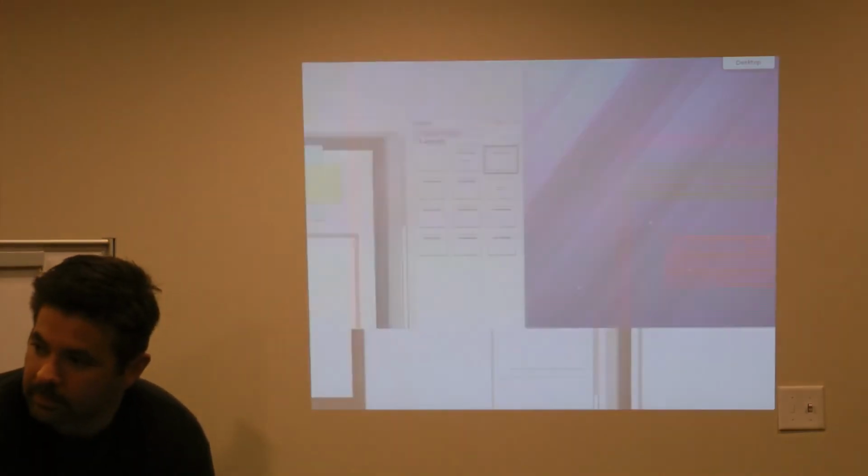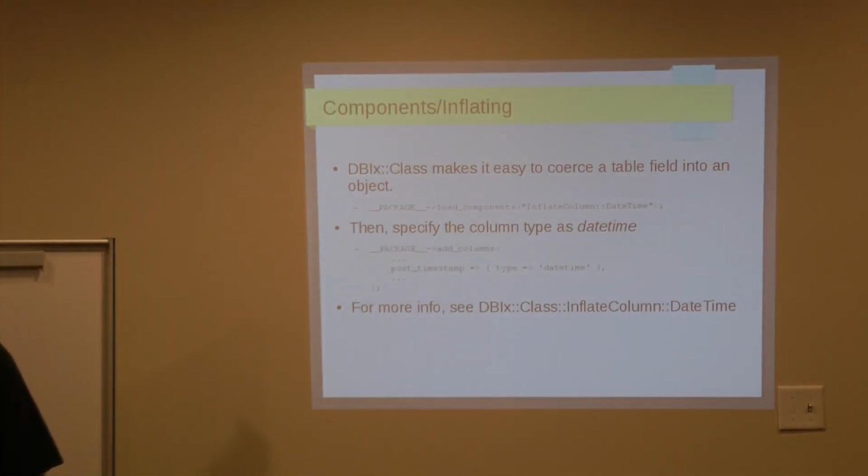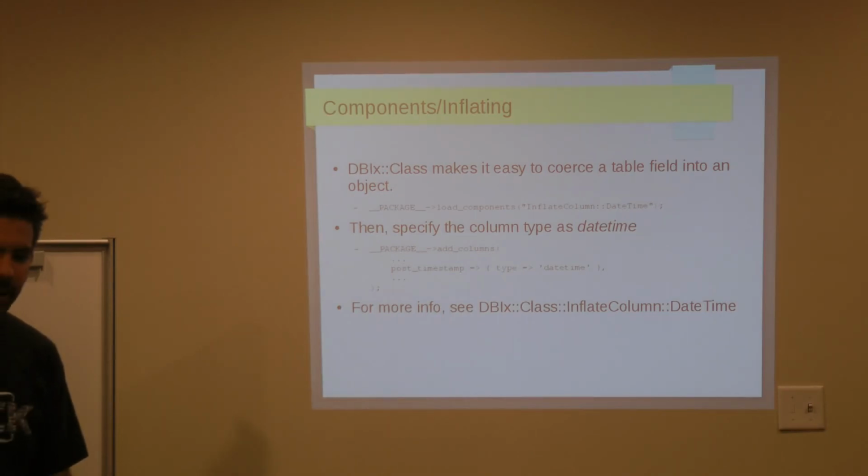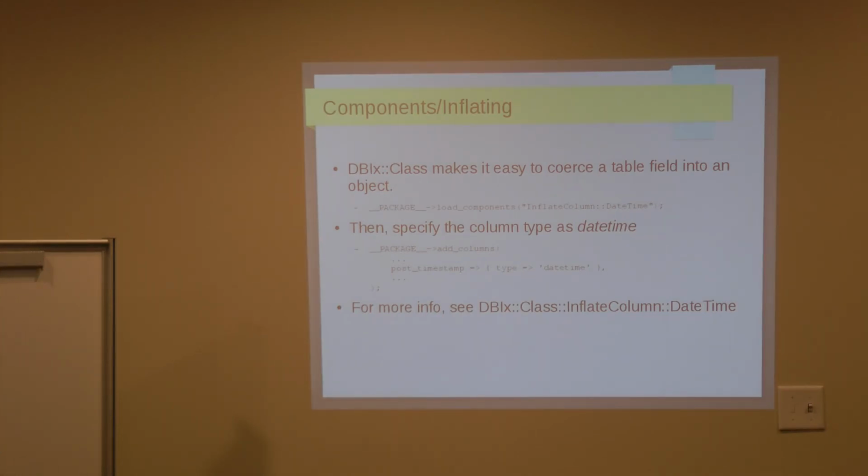So is InflateColumn::DateTime a plugin for DBIx::Class? Yeah, it comes with InflateColumn::DateTime and InflateColumn::FS or file, that basically gives you a coercion into Path::Class. So if you have something in your database that's a string that is a path, you get a Path::Class object. There's probably a bunch of other plugins on CPAN.